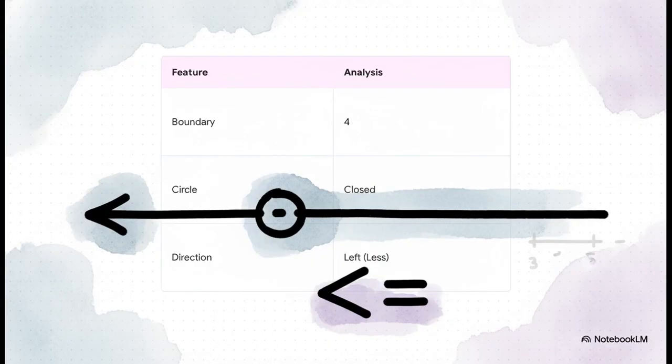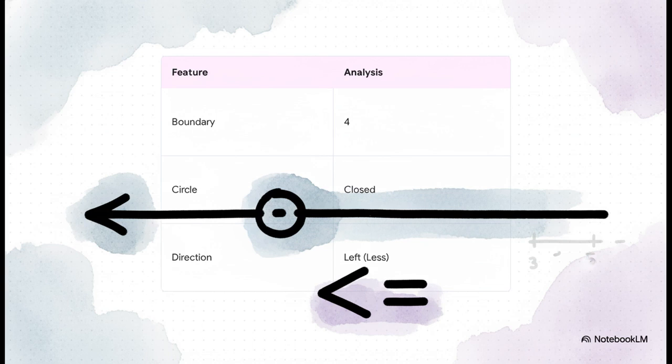Step 1, the boundary is 4. Got it. Step 2, the circle, now this is the key detail here. It's closed. It's filled in. That's a huge deal. It means the number 4 is included in our answer. And that means we're going to need that or equal to bar.